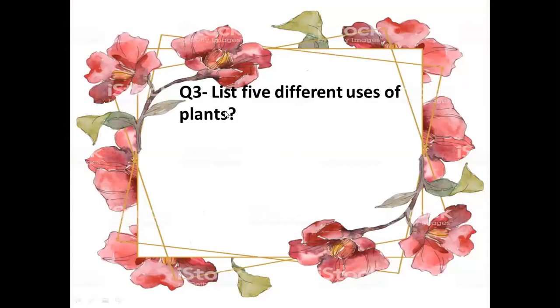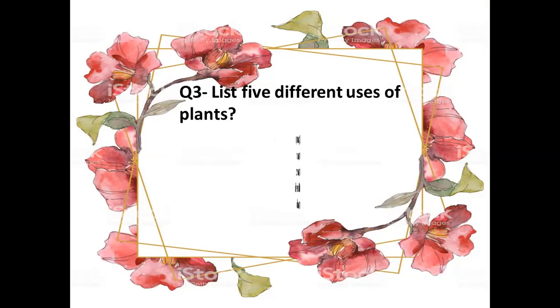Our next question is, list five different uses of plants. There are a lot of uses. Sunflower seeds are used for making oil. Tea and coffee are made from tea leaves and coffee plants. The aloe vera plant is used in making soap and shampoo. Perfume is made from flowers, medicines and oils are made from herbs. Sugar is made from sugar cane, and many other uses.